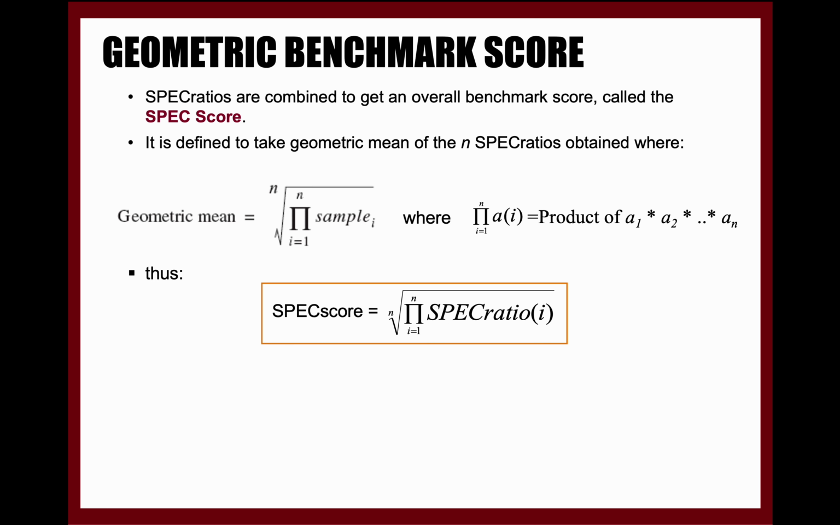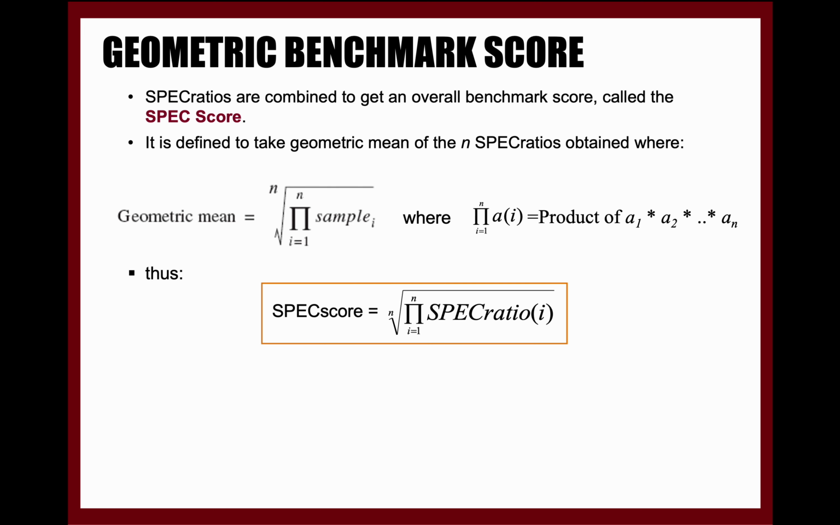Geometric benchmarking score. Benchmarking a system is not just about individual performance metrics but also deriving an overall score to represent system performance. This is where the SPEC score comes into play. Instead of taking a simple average of the SPEC ratios, the SPEC score uses a geometric mean. Why the geometric mean? It ensures that all benchmarks have an equal weight even if their individual scores vary widely.